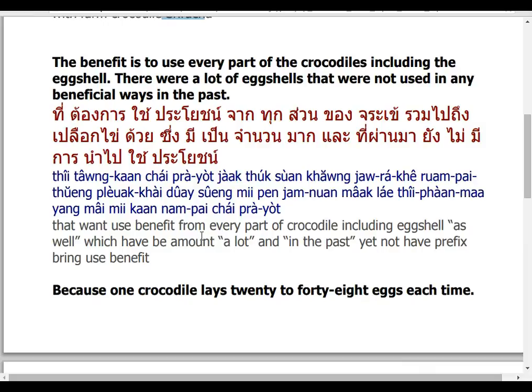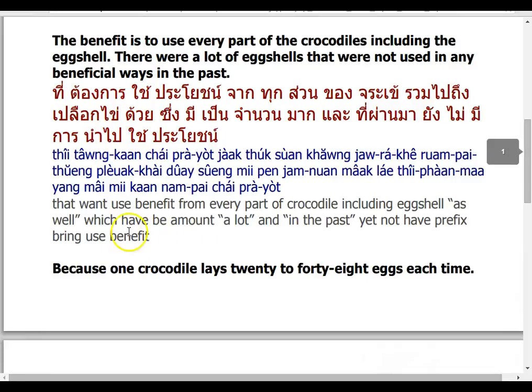The benefit is to use every part of the crocodiles, including the eggshell. Give it to me, guys. The benefit is to use every part of the crocodiles, including the eggshell. Very good. Let's do it together right here. That were not used in any beneficial ways in the past. Let's bring it down again.